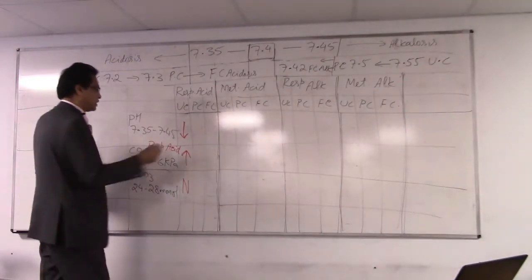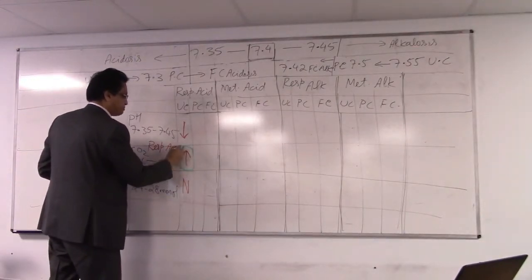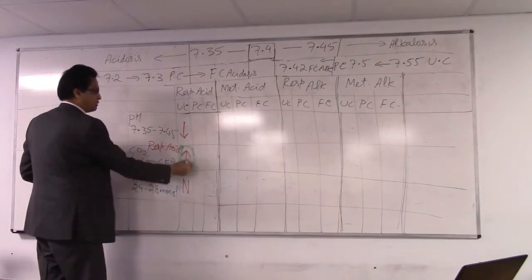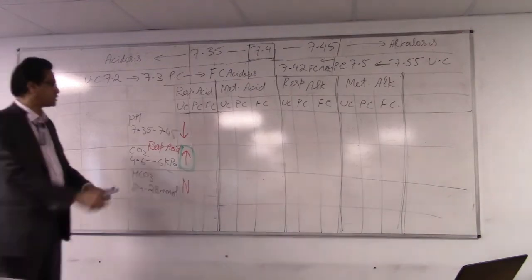I'm putting the green boxes. Wherever there's a green box, that is a primary pathology. All of you remember that. It is important to understand the primary pathology. Once you understand the primary pathology, all the other things are easy to understand.